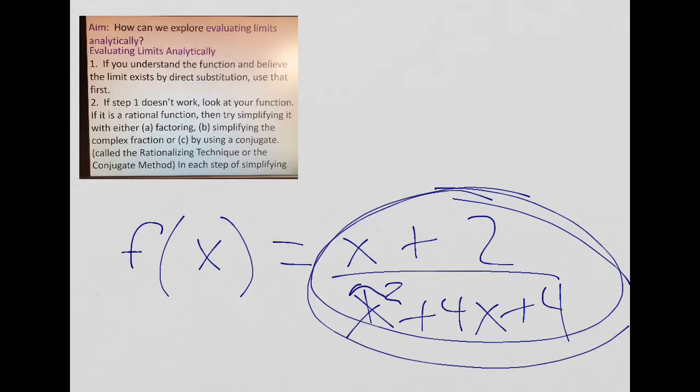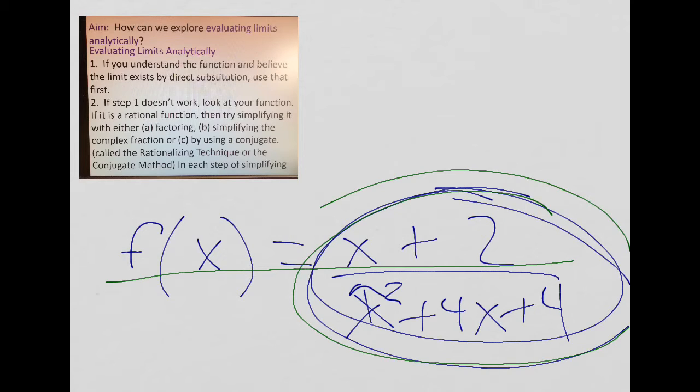Number 1. If you understand the function and believe the limit exists by direct substitution, use that first. So that's essentially what I was saying with f of x equals x plus 2. It's a line, so for every x there's a y. There's no holes, gaps, breaks, or anything. But if it's a rational function or a square root function, one of your other common functions that for every x you may not have a y, your domains are different, then you got to go to step 2.